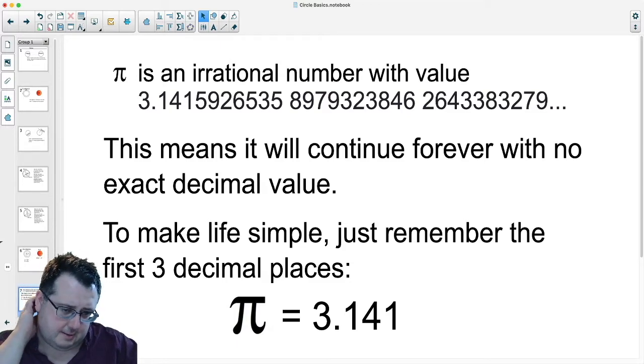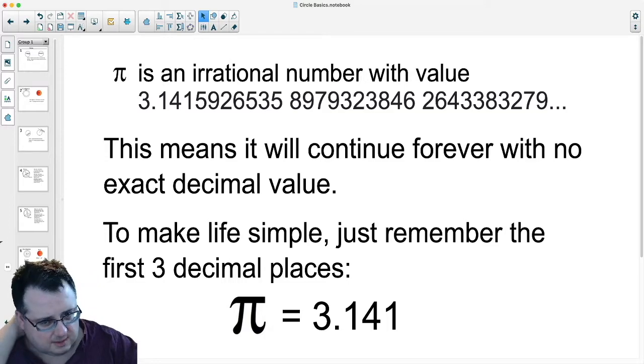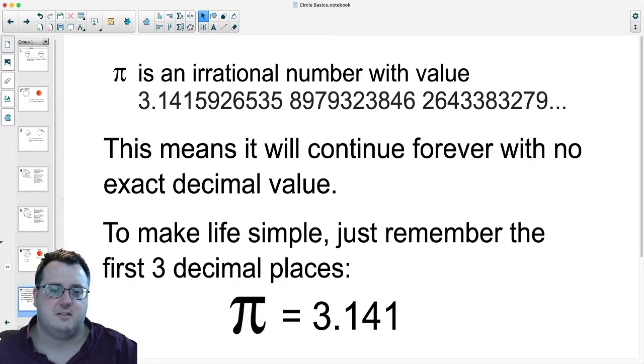Okay, you need to know that, not the 100 decimal places of pi, just the first couple will do.